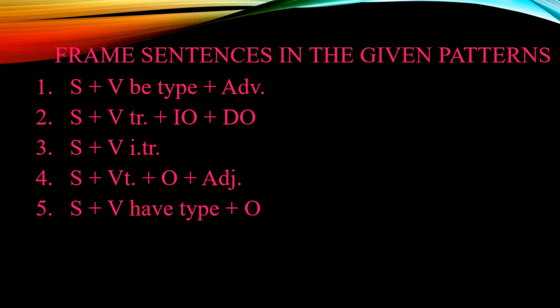Then subject plus verb have type plus object. For example, they have many books. We have a car, isn't it? We is the subject, have is the have verb here, and a car is the object. George has a car. Seema had a cottage. Have type of verbs are used here. So these are the example of subject plus verb have type plus object.